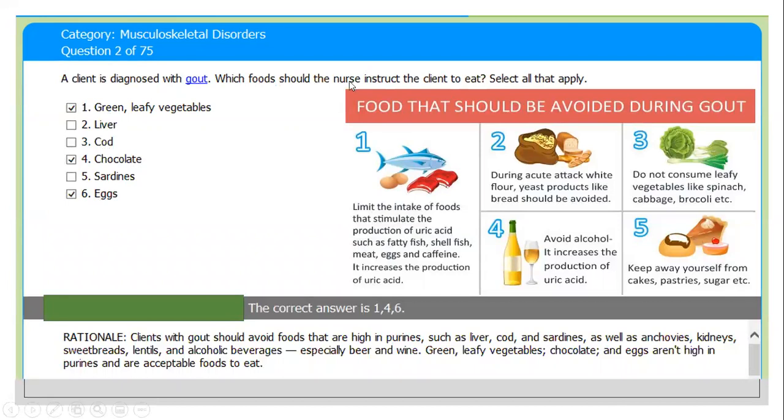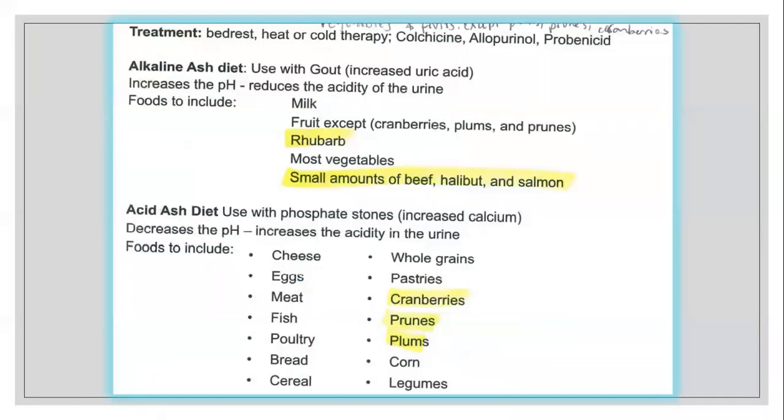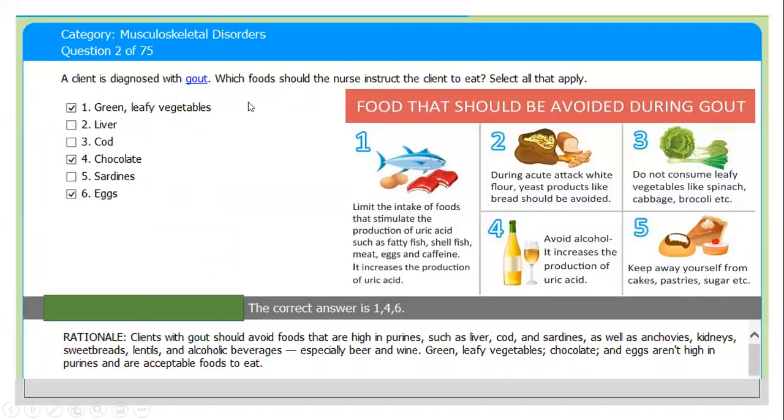So they ask which food the nurse should instruct the client to eat, right? The question is about gout, sometimes called gouty arthritis. The patient who has gout has an elevated uric acid level, and the patient sometimes presents with a low-grade fever, joint swelling, or severe pain. Patients can even develop renal calculi. So decrease the purine in the diet, or eat purine-reduced food. Purine is found in shellfish, liver, kidney, sweetbread, sardines, and other kinds of food. So these are foods that should be avoided during gout.